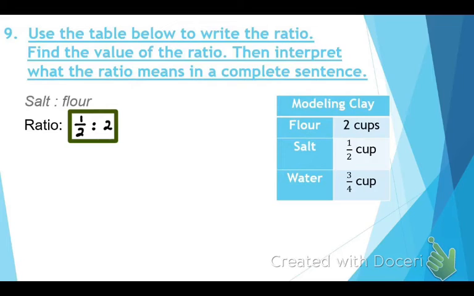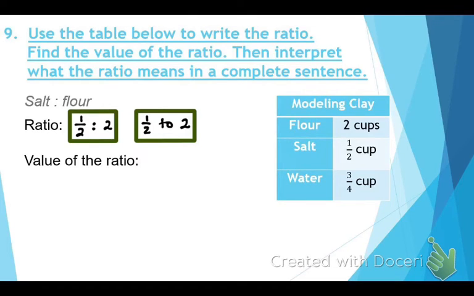1/2 divided by 2. Okay, I could do 1/2 with the word "to" 2, just like that. And what was the third way? 1/2 over 2 or divided by 2. All right, next thing I want you to do is find the value of the ratio.